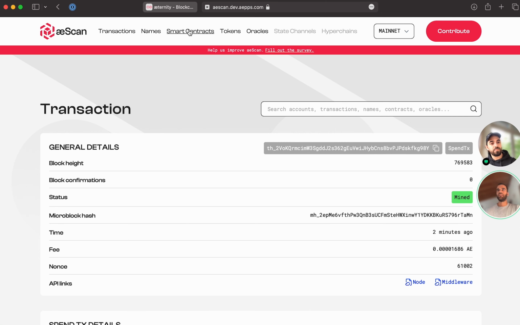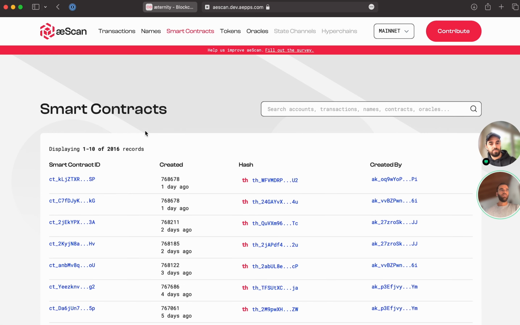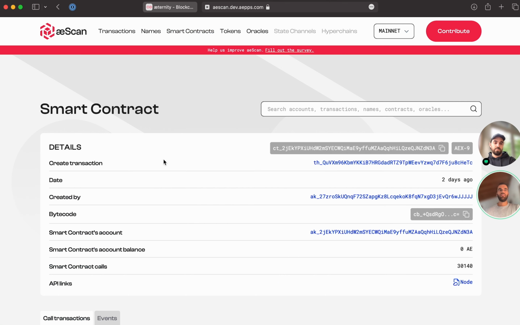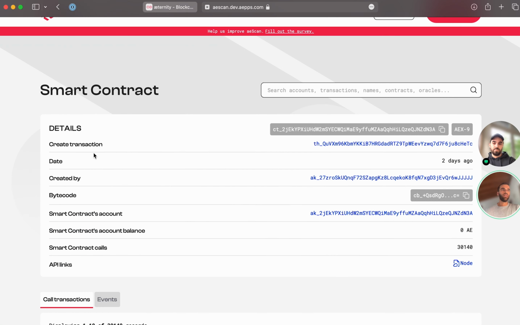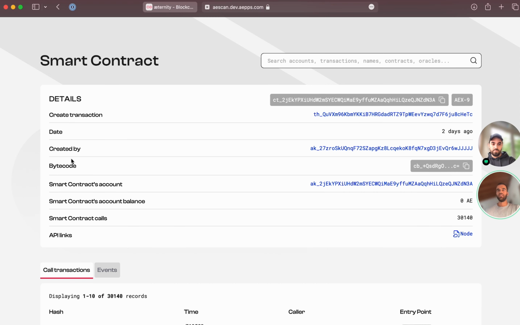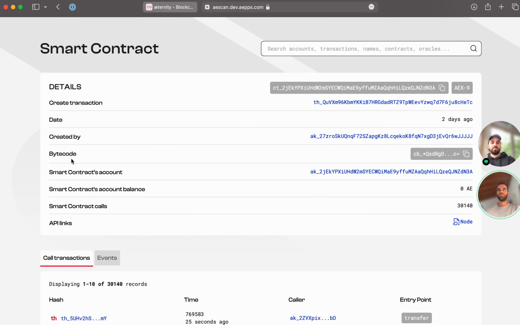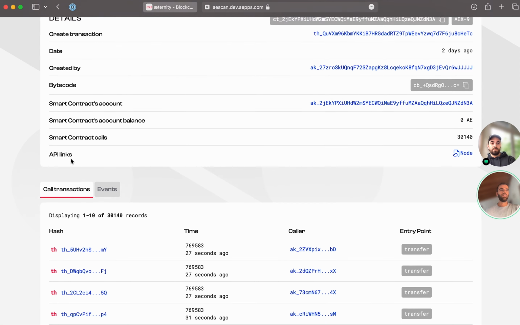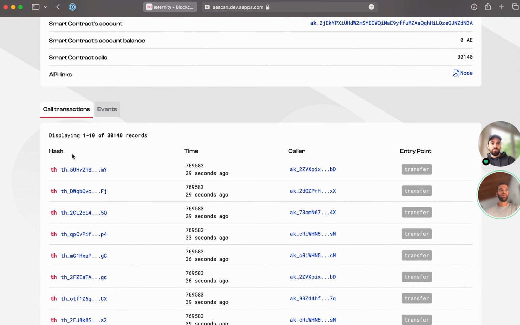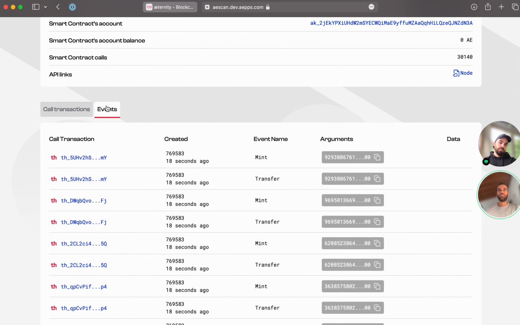Let's have another look at smart contracts. Here, you can see all the smart contracts that have been deployed to the Eternity mainnet. And you can, again, for example, click here, and you will be able to see the date of the smart contract, who created it, and all the other details related to the smart contract. If you scroll down, you can also see the call transactions of these smart contracts and the events associated to the contract.